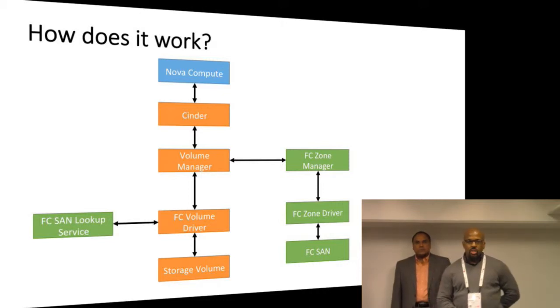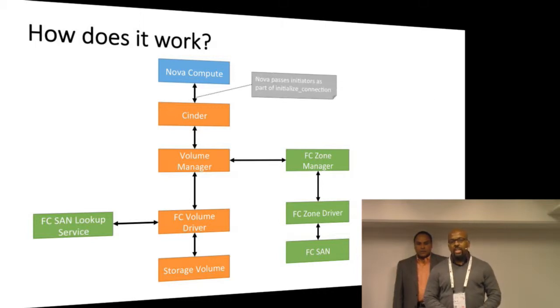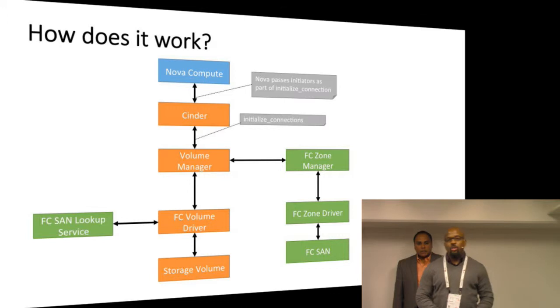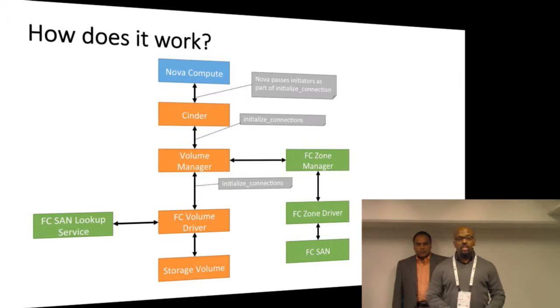Initially, Nova is going to find a compute host to attach the volume to a specific VM. Nova is going to initialize connections, passing the initiators from the particular host that VM is on, where the volume is going to be attached, to Cinder. Cinder is then going to call the volume manager to initialize connections. Essentially, the volume manager is just going to call the Fibre Channel volume driver, which in this case is going to be a 3PAR Fibre Channel driver.